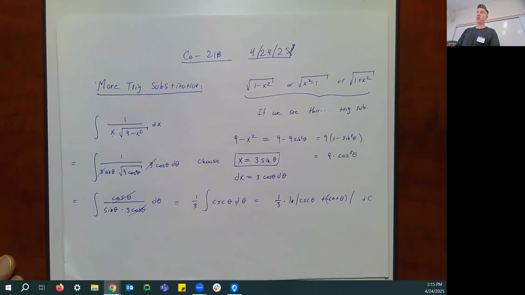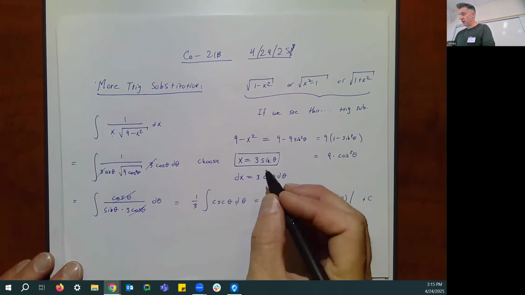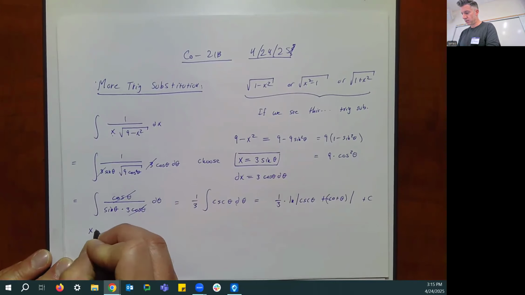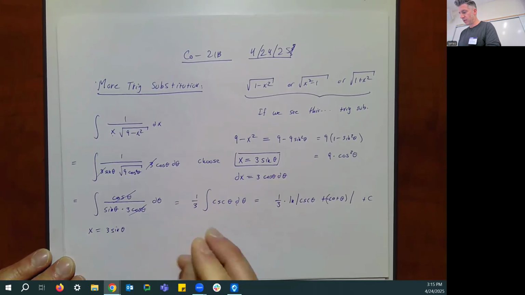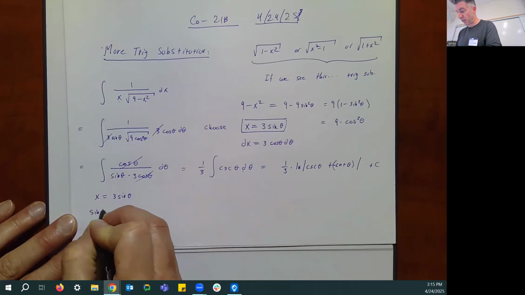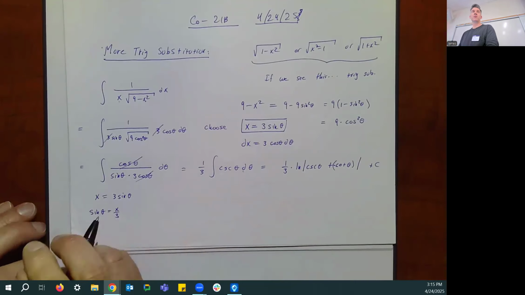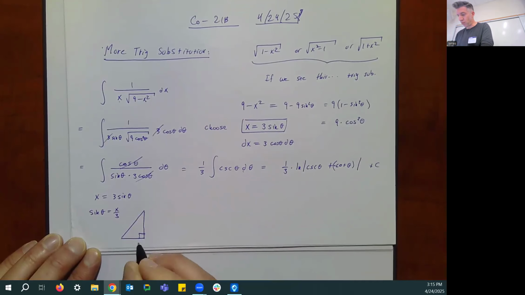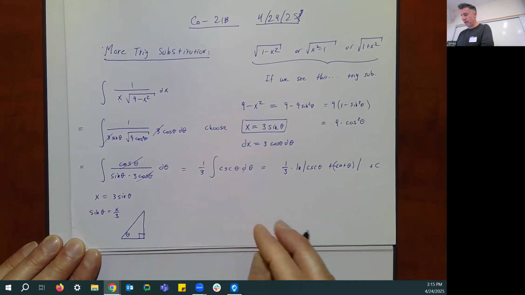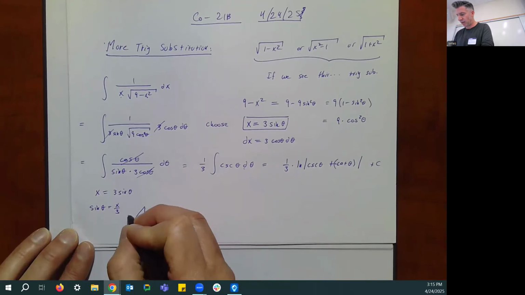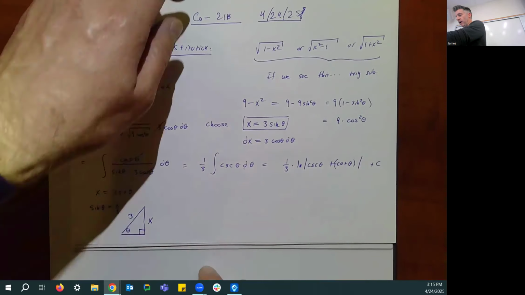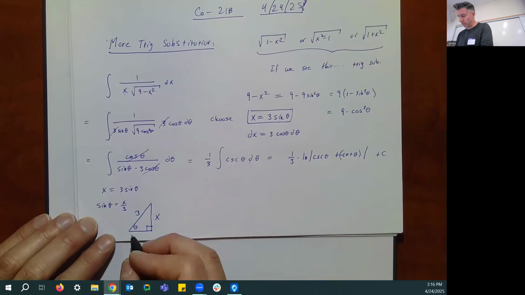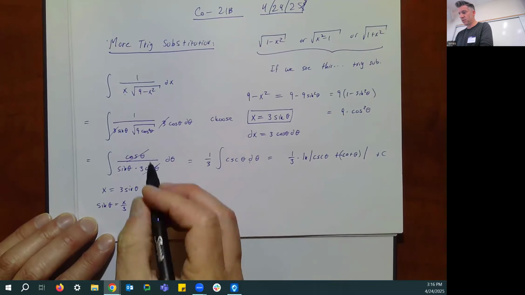With any indefinite integral, we better end with the same variable we started with. We started with x's, we better end with x's. This is where we're going to use the triangle. So we're going to use the fact that x equals 3 sine theta, or as I would maybe prefer to write, sine theta is equal to x divided by 3. So if I draw a little right triangle here, where my angle is theta, and sine of theta is the opposite divided by the hypotenuse, then I can find the missing side, bless you, which is going to be the square root of 9 minus x squared.